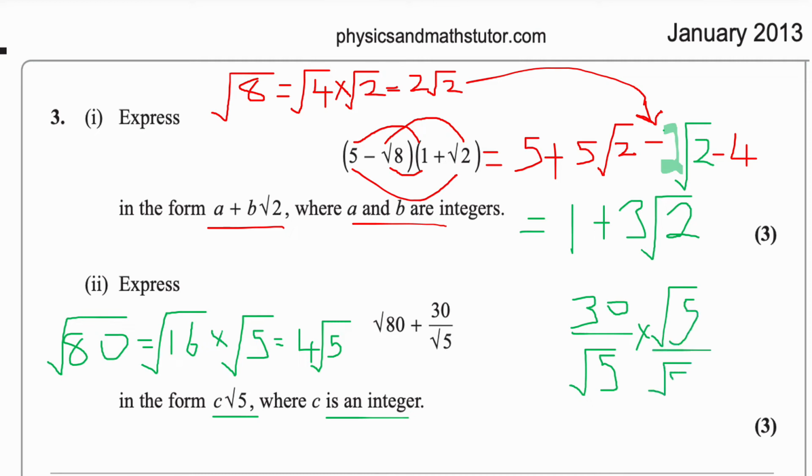So root 5 times root 5 on the bottom becomes root 25, which just simplifies to 5, and then I'm going to have 30 lots of root 5 on the top. And I can divide top and bottom by 5, and I'm going to get 6 root 5 for that part. Adding my answers together, 4 root 5 plus 6 root 5 is going to be 10 root 5. Okay, for that one, guys.